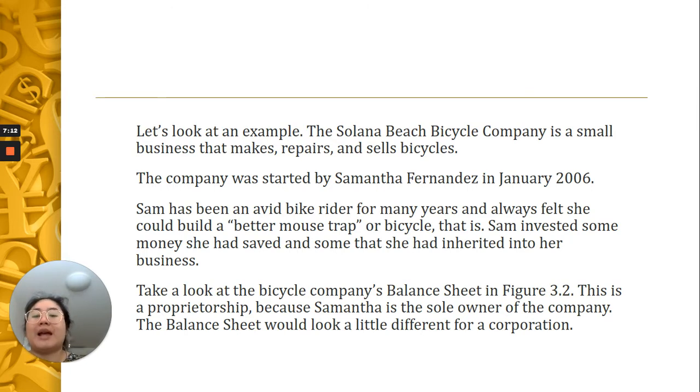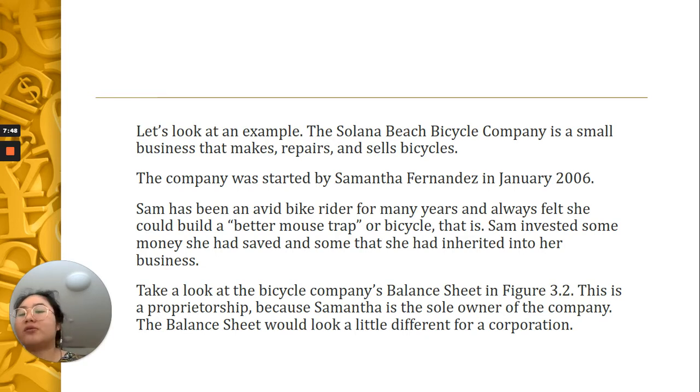Samantha, or Sam, has been a bike rider for many years. She has always felt she could build a better mousetrap, or bicycle.